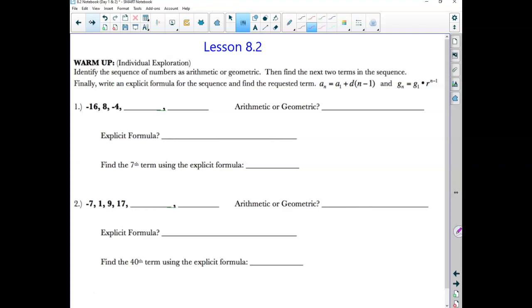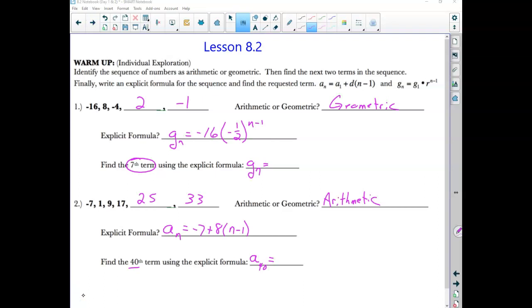What I want you to do is identify the sequence of numbers as arithmetic or geometric, then find the next two terms in the sequence. Finally, write an explicit formula for the sequence and find the requested term. Like right here, we want to find the 7th term. I don't know if it's a sub 7 or g sub 7 because I don't know if it's arithmetic or geometric yet. So take a few minutes, hit pause, and go through this. I'm going to challenge you to not touch your calculator. You should really not need it. Go for it. I'm going to come back and this is going to be filled out.